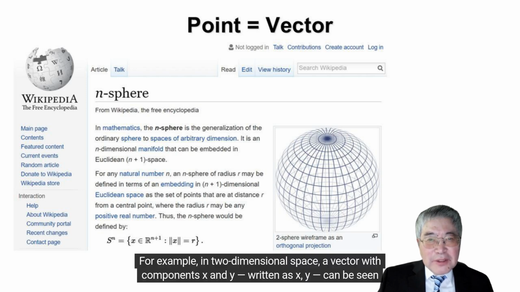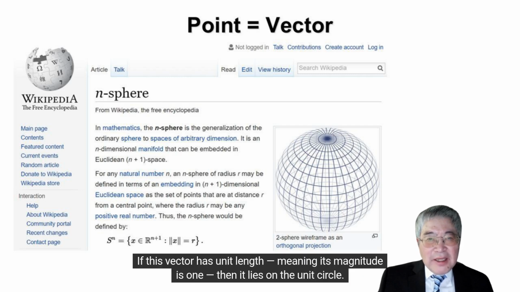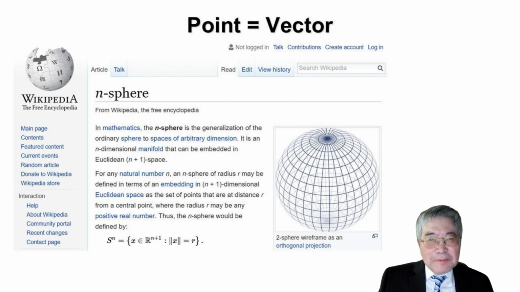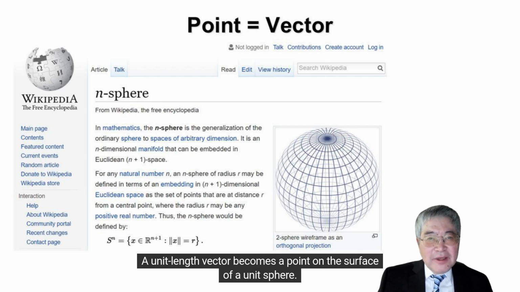For example, in two-dimensional space, a vector with components x and y, written as (x, y), can be seen as a point on the plane. If this vector has unit length, meaning its magnitude is 1, then it lies on the unit circle. As you move around that circle, each position corresponds to a different vector, but all with the same length. Now in 3 dimensions, the same idea holds. A unit-length vector becomes a point on the surface of a unit sphere. Again, the magnitude is 1, but the direction can vary. And every point on the sphere represents a different vector of unit length.